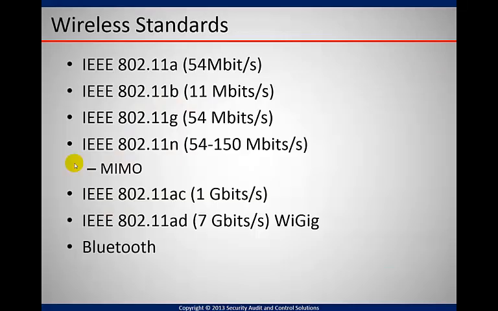Just for some wireless standards, we've got 802.11a at 54 megabits, B at 11 megabits, G at 54 megabits, and also N, which is MIMO, which stands for multiple input, multiple output antennas, and that runs between 54 and 150 megabits. Now, all of these can run at double the speed if it's duplex. We've got new developments such as 802.11ac, which is running at 1 gigabit per second, and also 11ad in development at 7 gigs, which is called WiGig, and then Bluetooth is also a wireless standard.